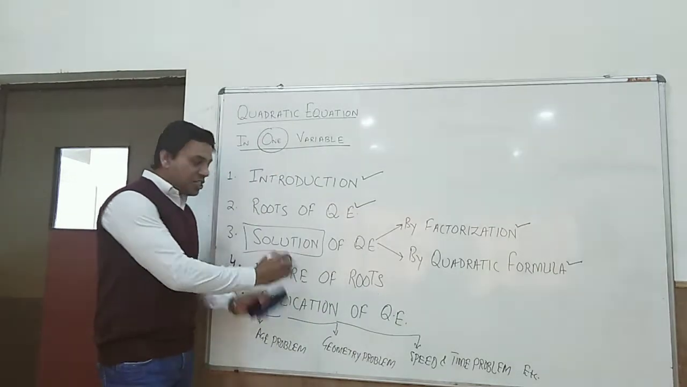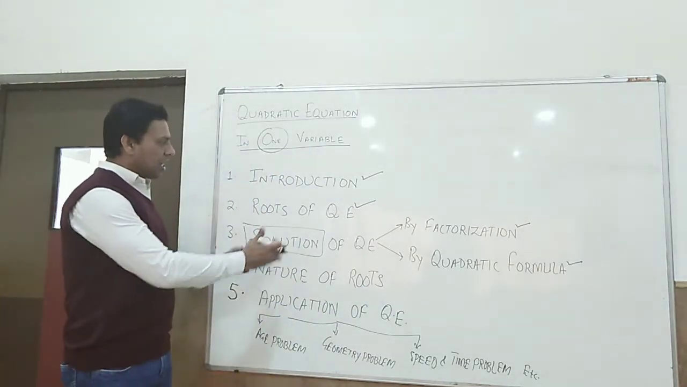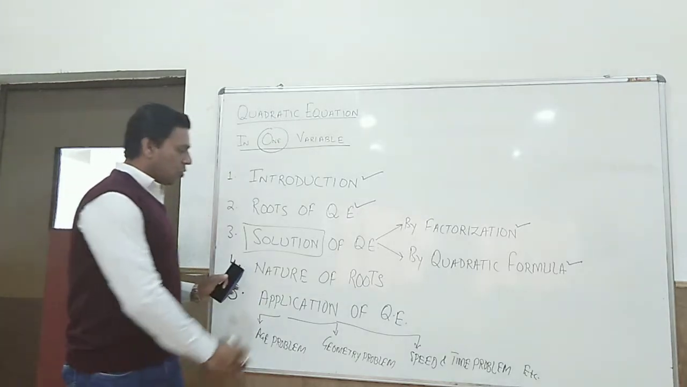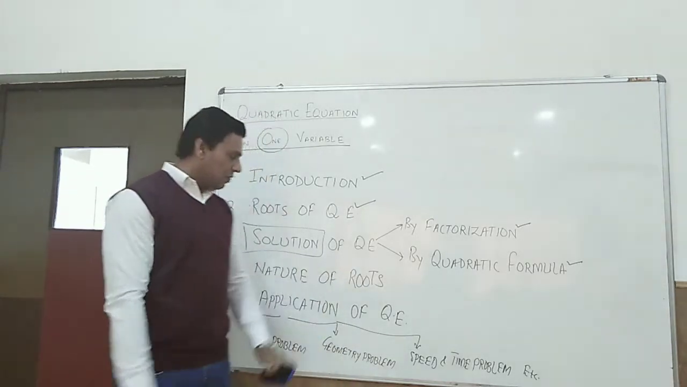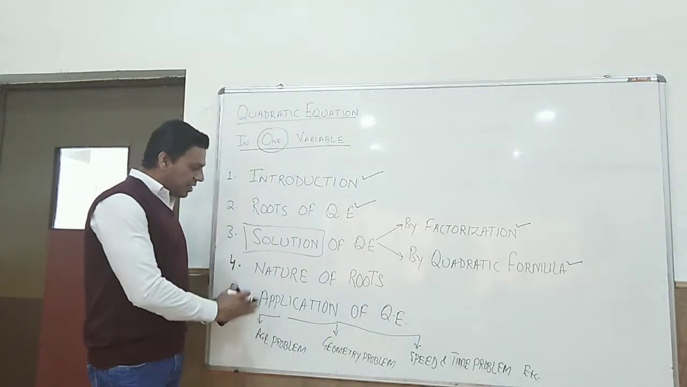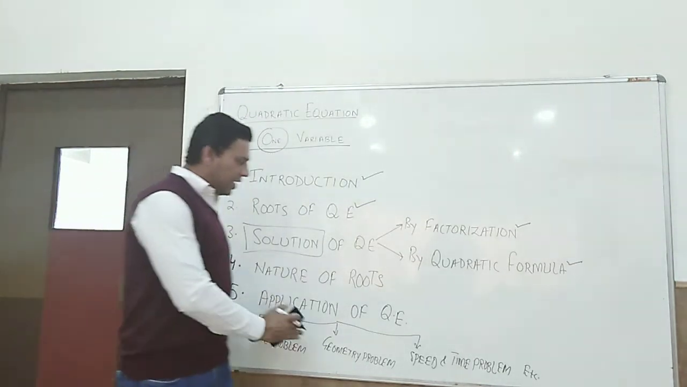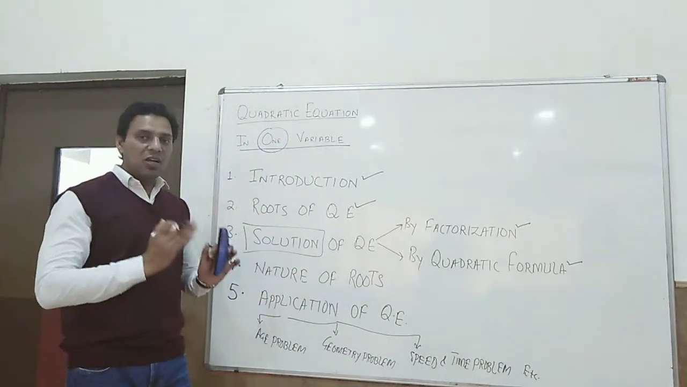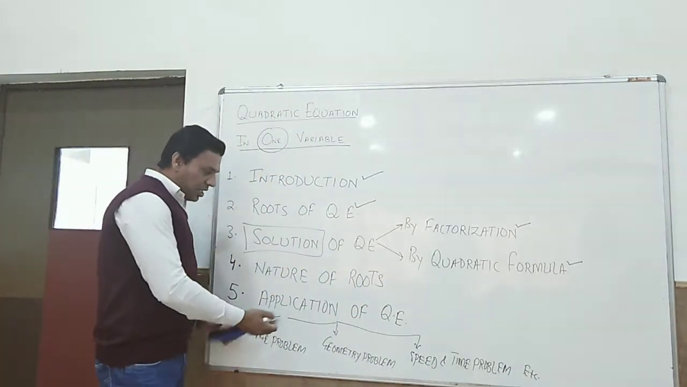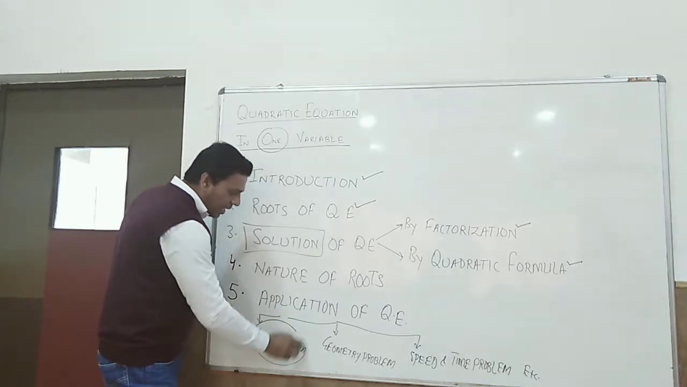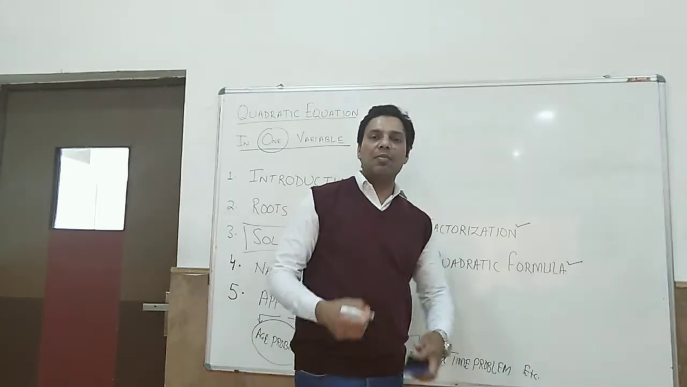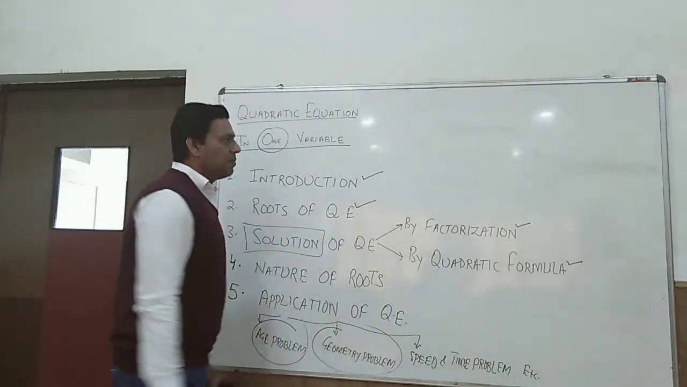Then we will study the nature of roots. You know, any quadratic equation has two roots, so we will study the nature of the roots. And finally, in this chapter, we will study applications of quadratic equation. You can say the word problems of quadratic equation. These problems will involve age problems, geometry problems, speed and time problems, etc. So this is the chapter summary.